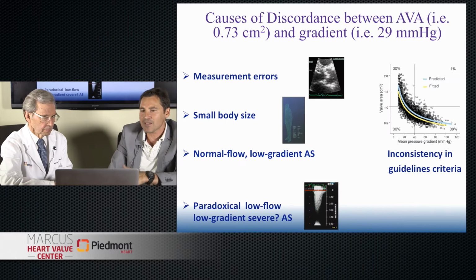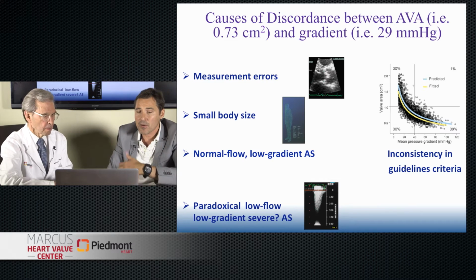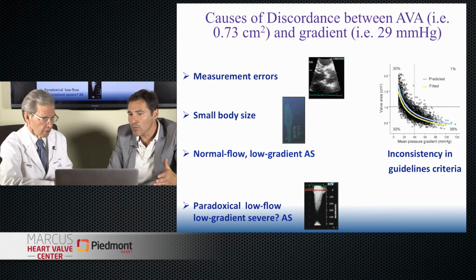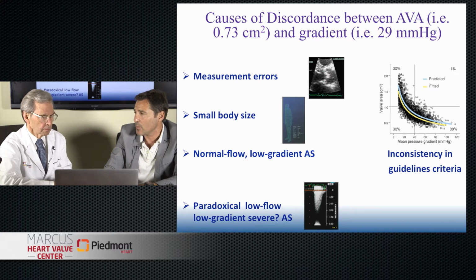And this discrepancy could be related to many factors. Measurement errors, small body size, normal flow low gradient AS, inconsistency in guidelines, and also paradoxical low flow. This one has been described perfectly by the group of Philippe Pibarot.